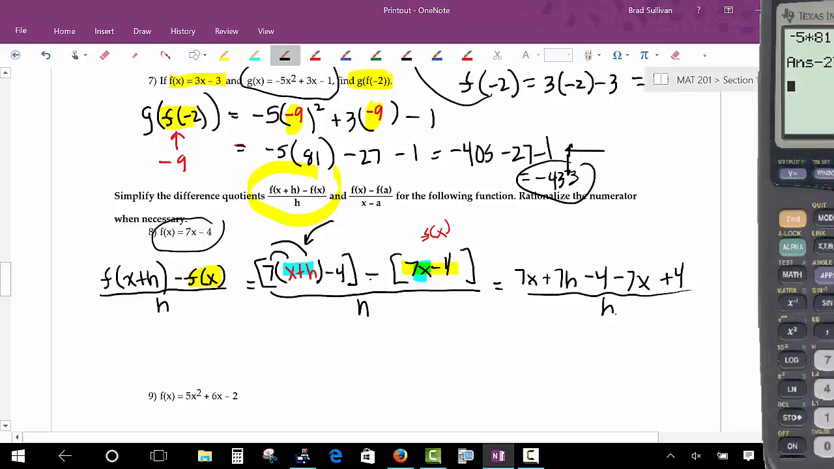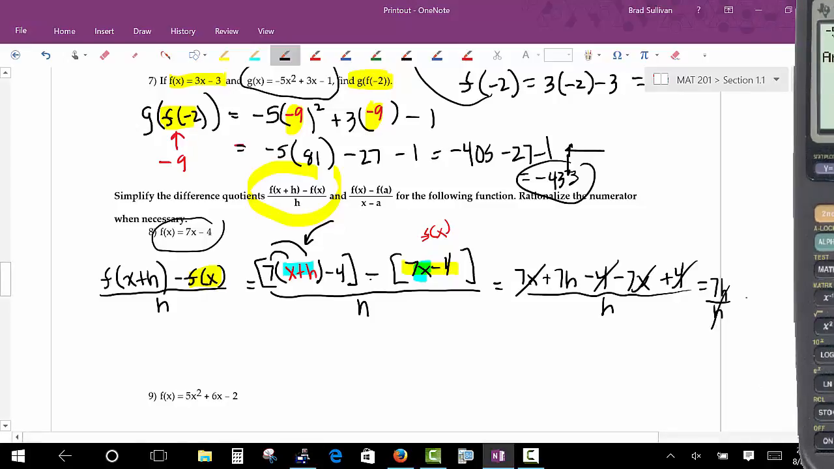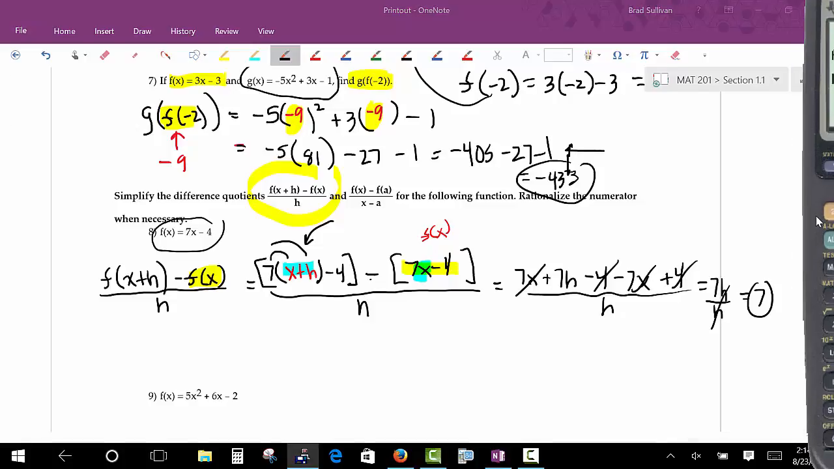Okay, look at the numerator. What happens? Got some stuff canceling out, right? Cancel them out. Okay, 7x goes to 0, 4 goes to 0. You're left with 7h over h, and then the h's divide out, so you get 7. And by the way, when you're doing a difference quotient, ultimately that h is going to drop out at the end of the problem. If it doesn't drop out at the end of the problem, something's going wrong. So that's the idea. All right?